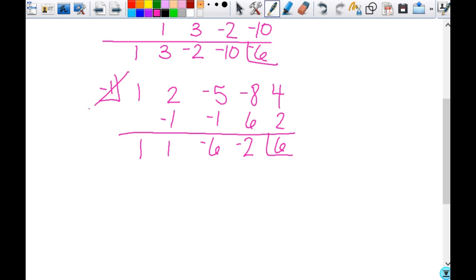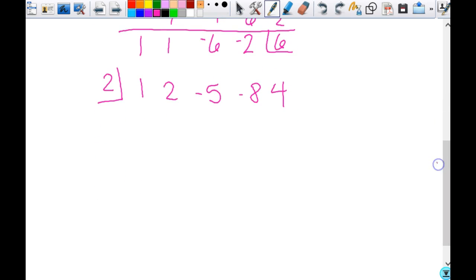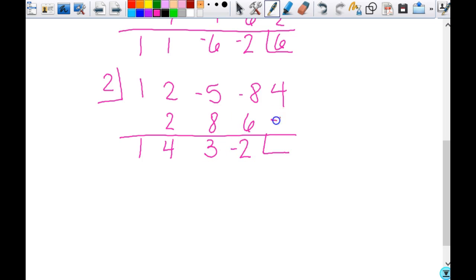So now I'm going to try positive 2. That is on my list this time, right? Yes. I can't see my list. 1, 2, negative 5, negative 8, 4. 1, 2 is 4, 8, 3, 6, negative 2. Okay, so does 2 work? Yes, 2 works, right? Which means this right here gives me my depressed polynomial.